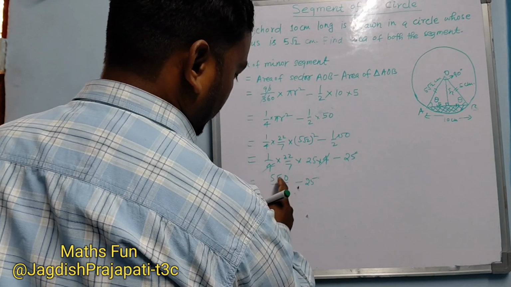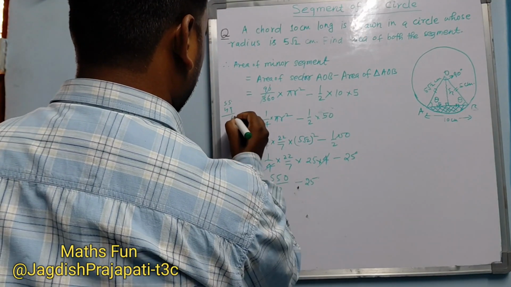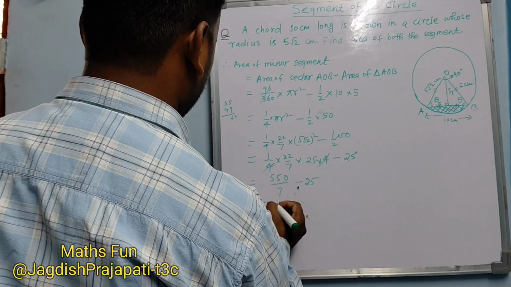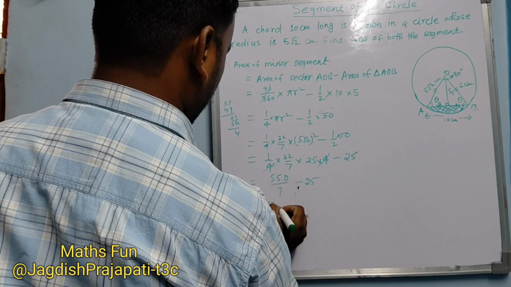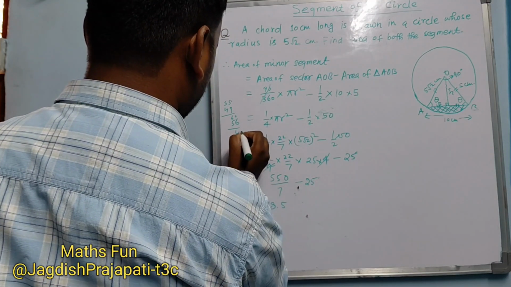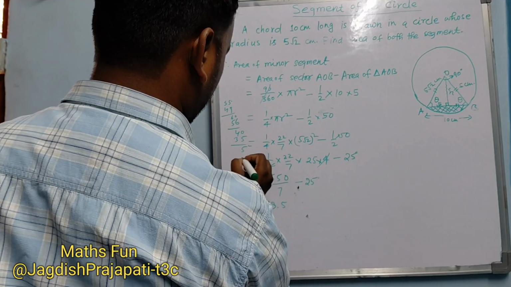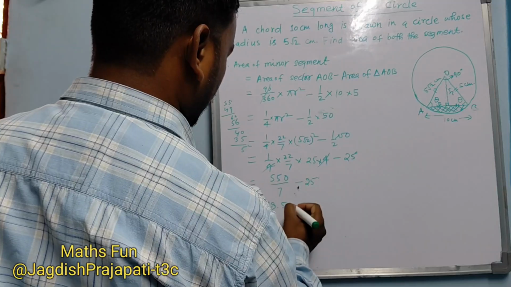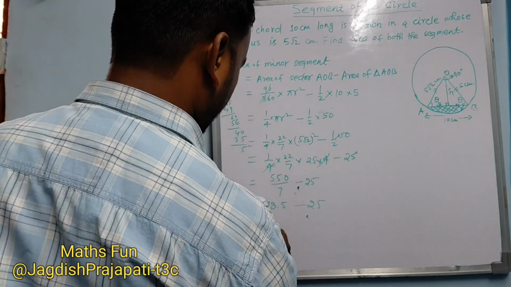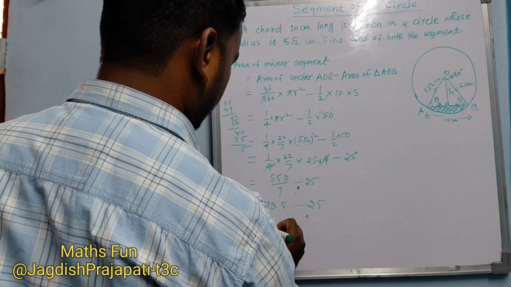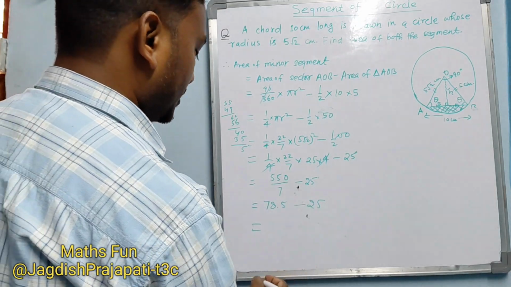This will be 7 7 the 49. 7 8 the 56. 7 5 the 35. Okay, so you can do further, and this is 25. Let us restrict till here, or if you wish you can use up to 2 or 3 decimal places.